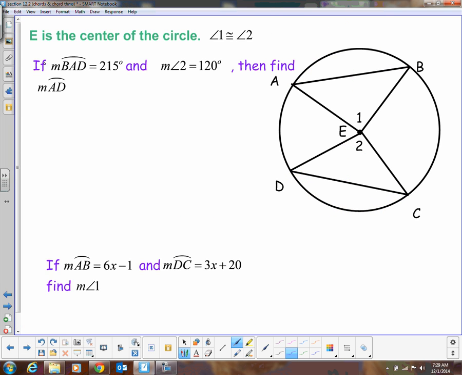Okay. E is the center. Now I'm telling you that angle 1 is congruent to angle 2. What does that tell you? Given those two central angles congruent, what does that mean? The chords are congruent. What else? The arcs are also congruent. So just from this information, this is what I know, and this is what I'm going to mark on my circle. Now I'm going to go to my first problem.